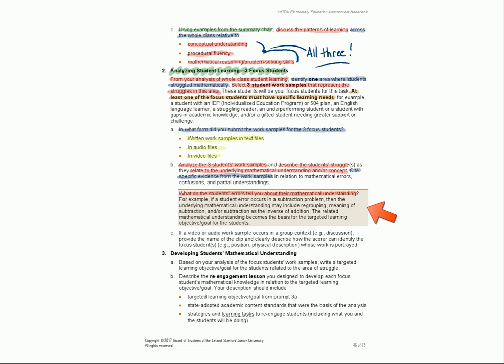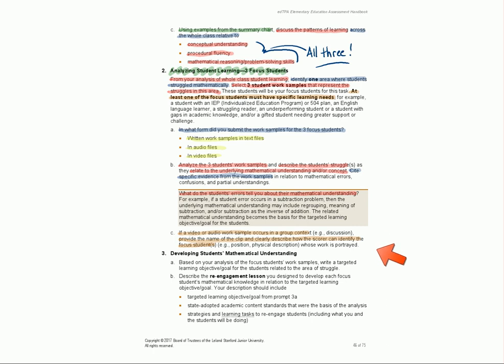Now, a practical one is C here. If a video or audio work sample occurs in a group context, make sure you identify for the score for the reader of this assessment who's who. All right?